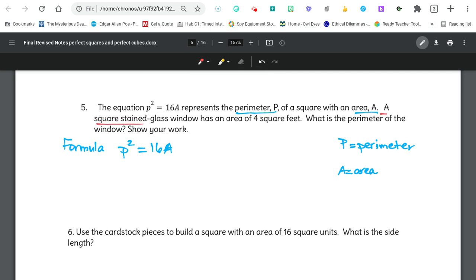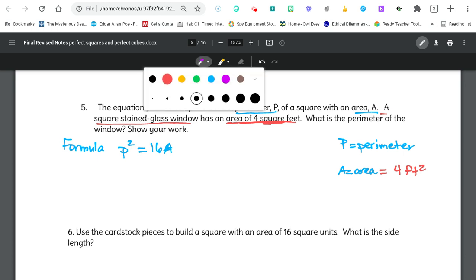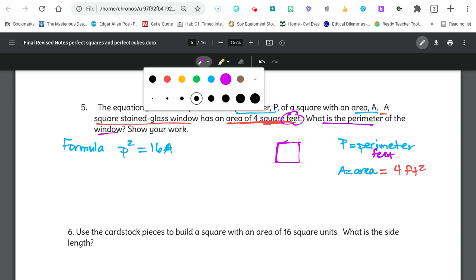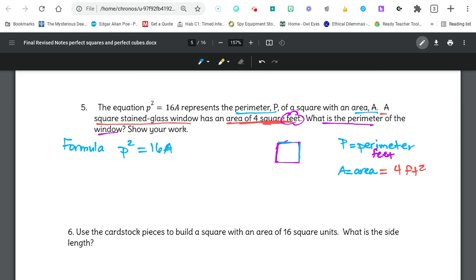It says a square stained glass window has an area of 4 feet. There we go. It gave me the area. The area is 4, and it should say square feet, guys. It does. Then it goes on to ask, what is the perimeter of the window? So now I know I'm looking for P, but my unit is going to be feet. So I'm looking for how many feet the window is all the way around. All I know is that my area is 4 square feet.